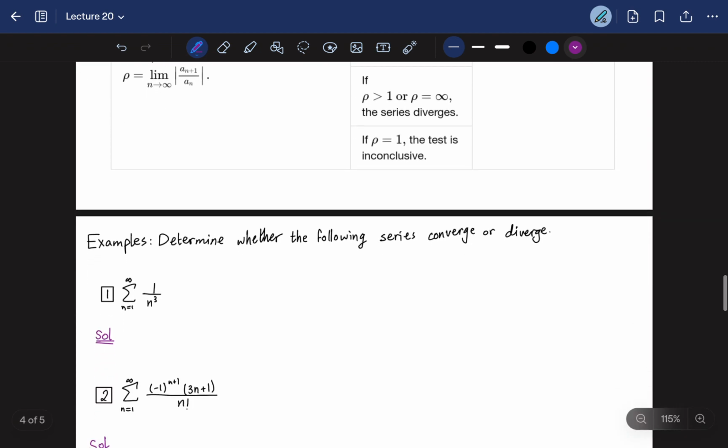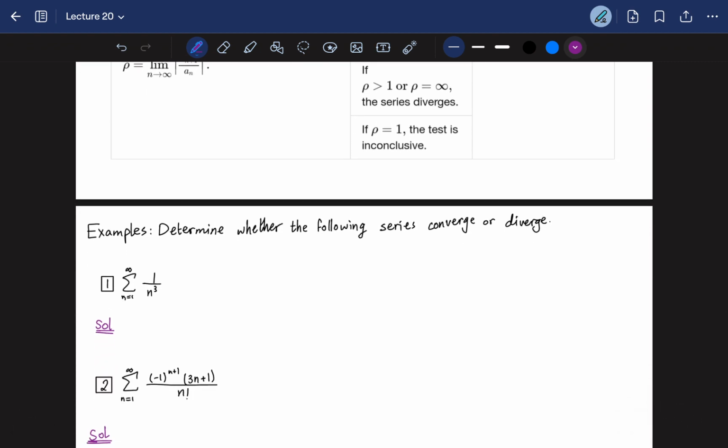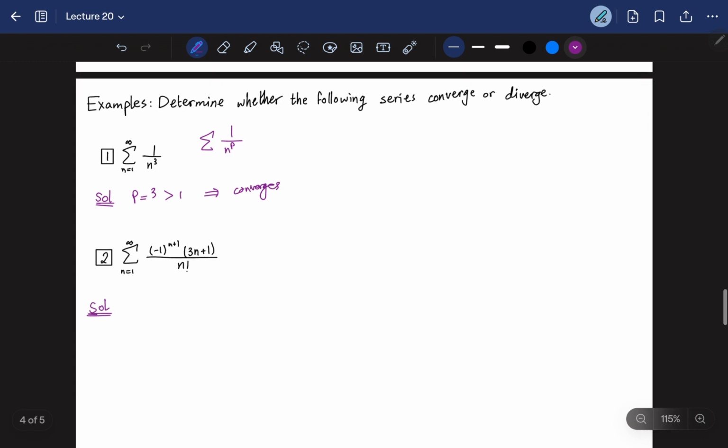Now, when I look at this series, I think, oh, this looks like a P series. So since this is a P series, I want to look at the value of my P. Now here, P is 3, because if you remember, a P series looks like this. So my P is 3. If your P is bigger than 1, then by the P series test, your series converges. That's it.